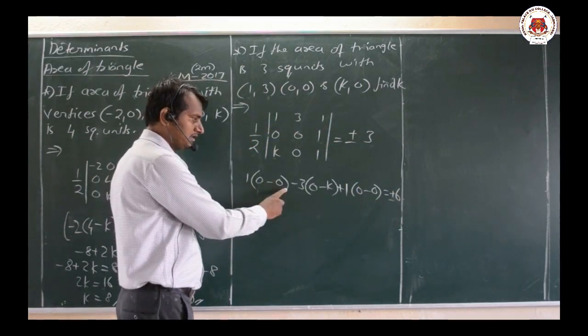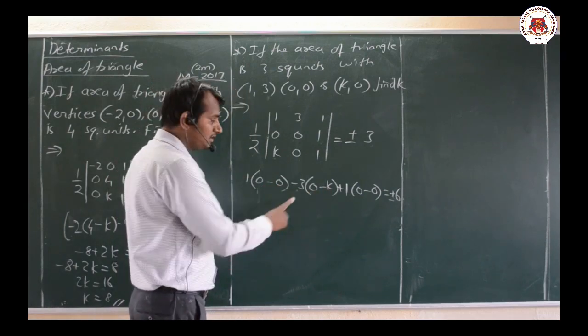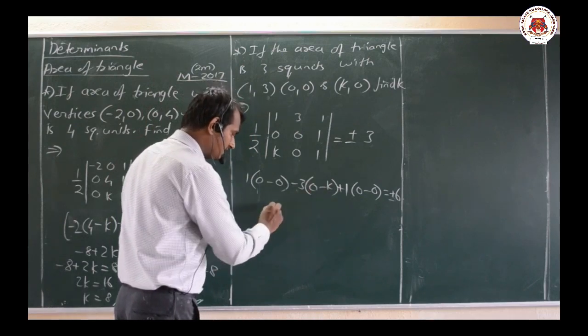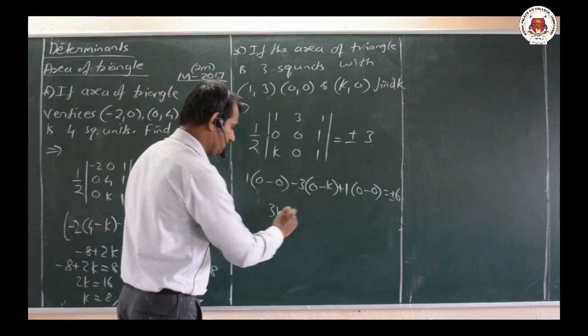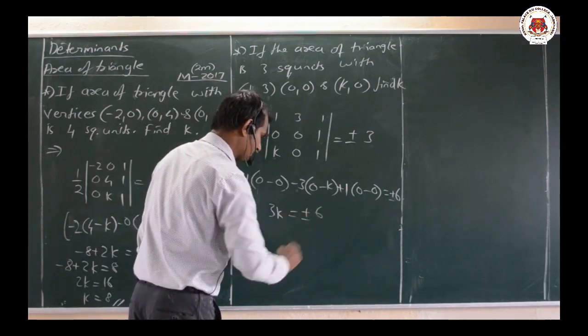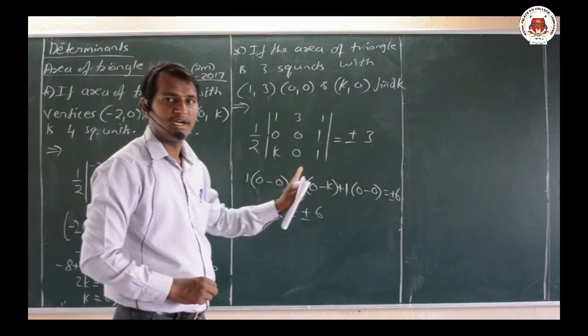Here this part will be 0. Minus 3 into 0, that is 0. Minus 3 into minus k, the value will be 3k. Remaining all values will be 0, which is equal to plus or minus 6. Now we shall solve it for plus 6 once and minus 6 once.